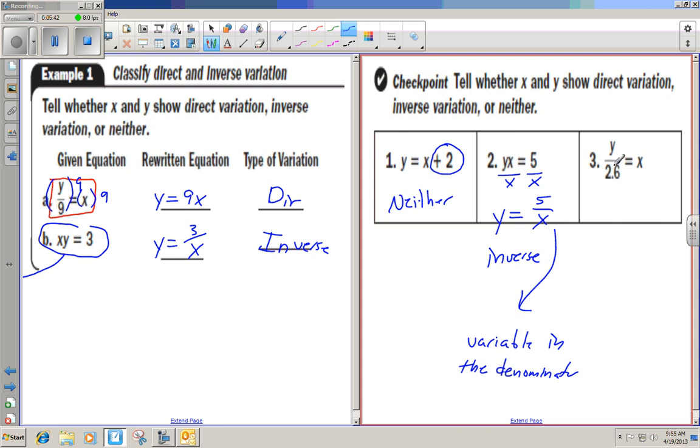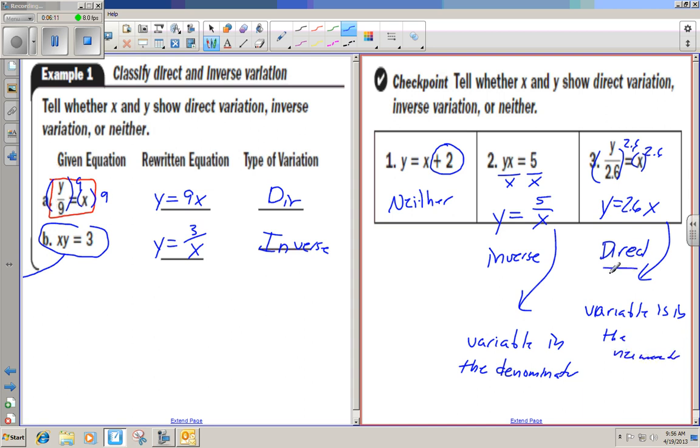Here, let's multiply by 2.6 on both sides, and you get y equals 2.6x. The variable is in the numerator. So therefore, it is a direct variation.